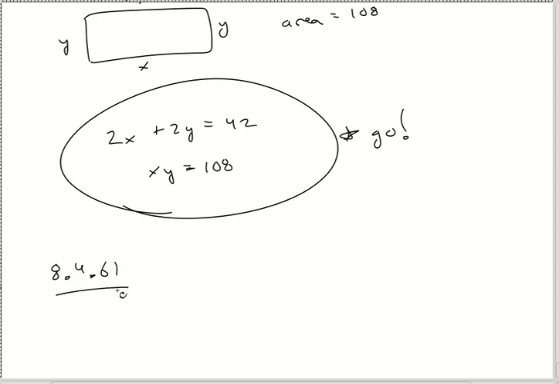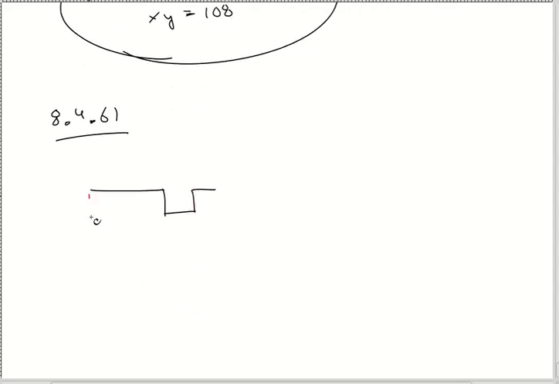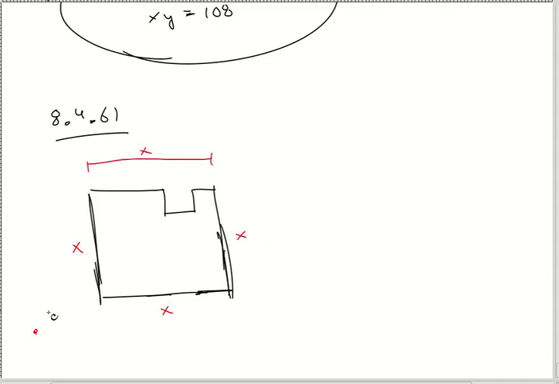84, 61. So this problem confused me for a long time. So let's talk about it. Got this big rectangle thing with a cutout here. Something about a rooftop or something, I think. This right here is x, x, x, and this distance here is x. Let me use a different color. So we got y, y, y, and this distance is, of course, also a y. And they say find the area, well, solve for x and y.